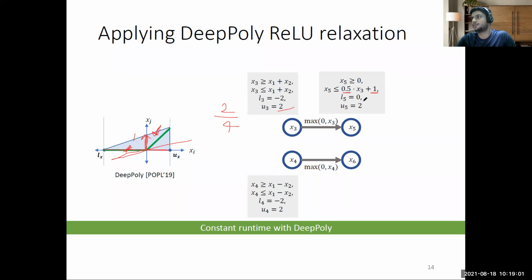Through this, you can find the lower and upper bound for x5. The lower bound is pretty evident, it will be 0, and the upper bound will be the upper bound for x3 times 0.5, which is 2 times 0.5, which is 1, plus 1, that is 2. So we have got the upper bound for x5 as 2. Similarly, we can do the same thing for x6, and we'll be done with our ReLU transformation for the DeepPoly region. All these things are pretty similar to what we have done in zonotope. It's just that we are exploring a better shape in order to lose less precision.